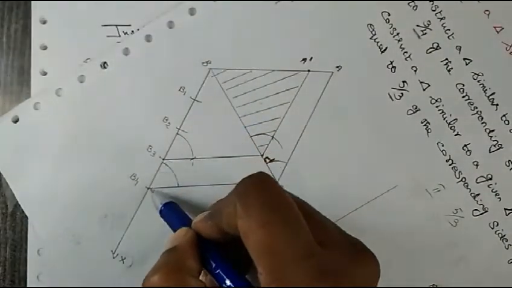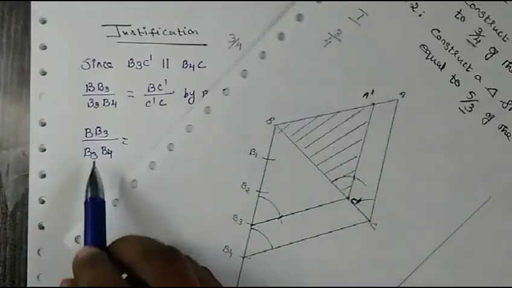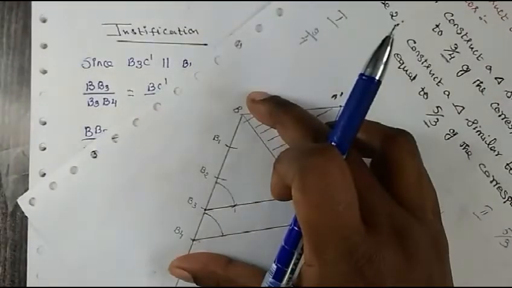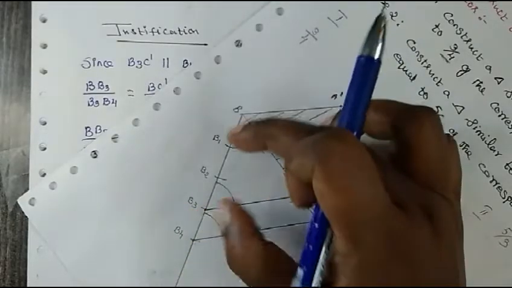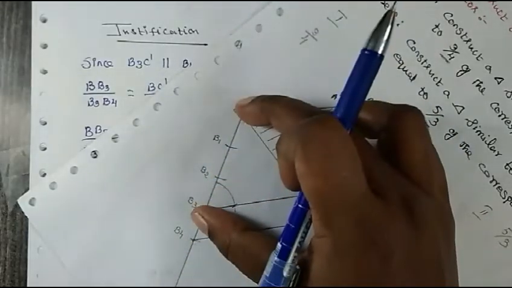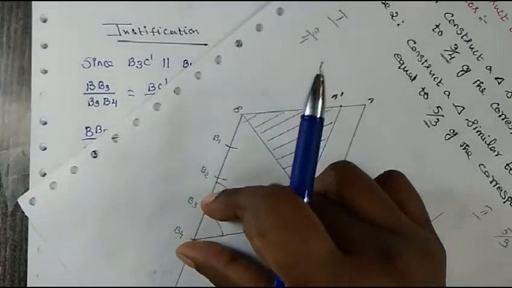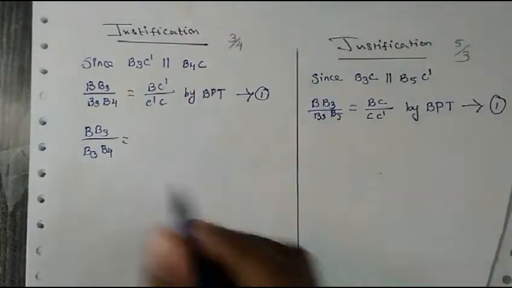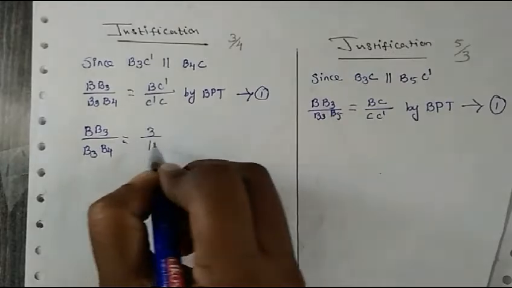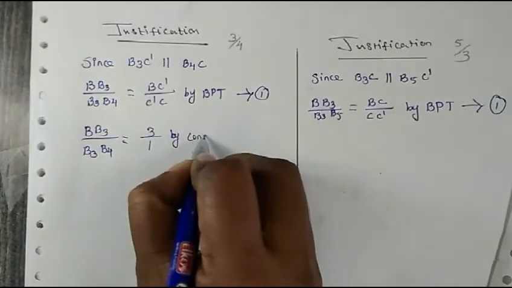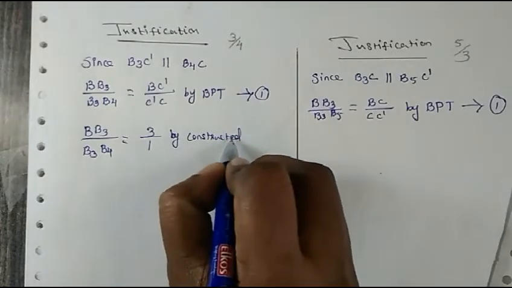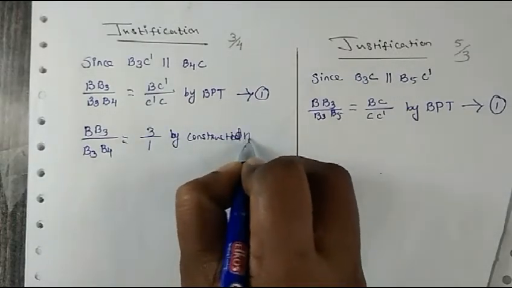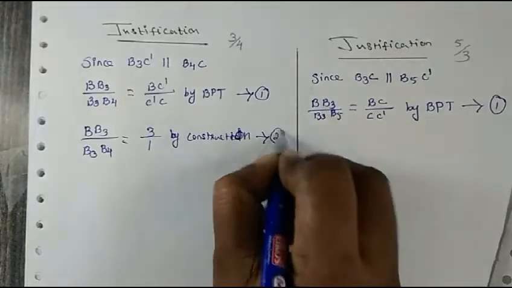B3 upon B3 B4. Okay. So this, by construction, we have divided this into how many parts? This is how many parts? 1, 2, 3. This is 3 parts and this is 1 part. So that's what we are going to write: 3 upon 1, by construction, because we have constructed. Okay, this is our equation 2.